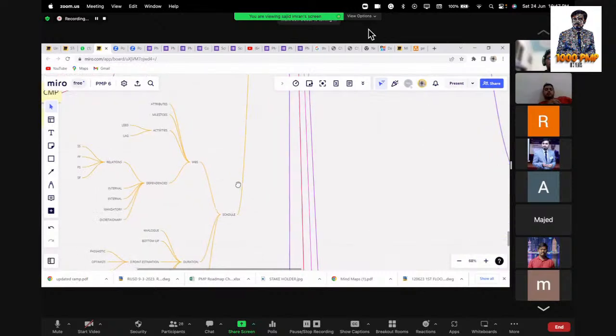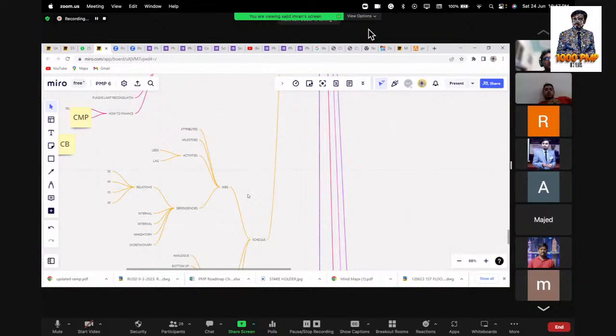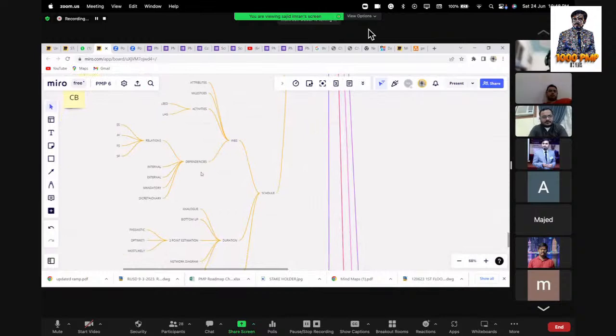So under schedule, we have our work breakdown structure. Under work breakdown structure, you basically define all the requirements, their attributes, their milestones, their activities. Under activities, we have the concept of lead and lag related to the duration of the activities. You also have relationships between your work and activities, like start to start, finish to finish, finish to start, and start to finish. And under dependencies, you have internal, external, mandatory, and discretionary dependencies.